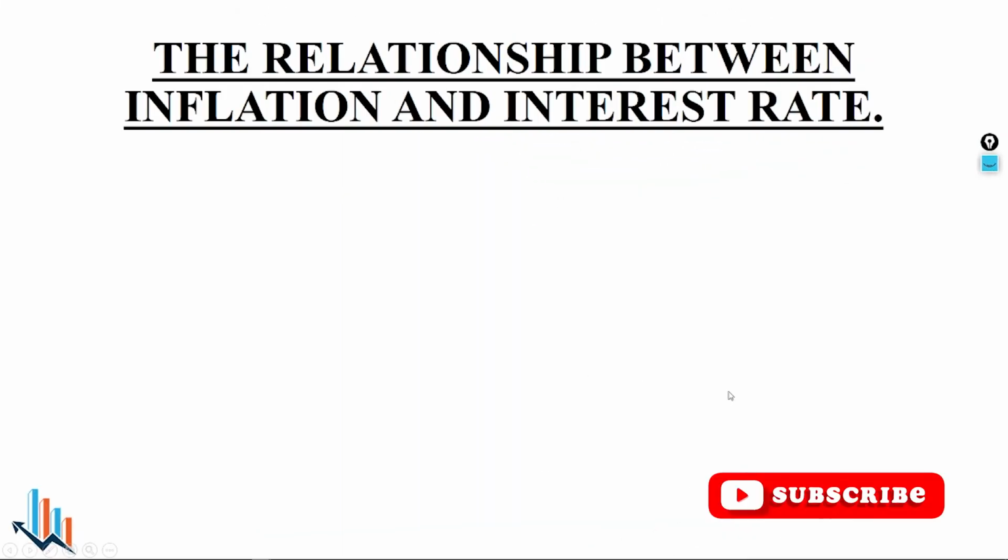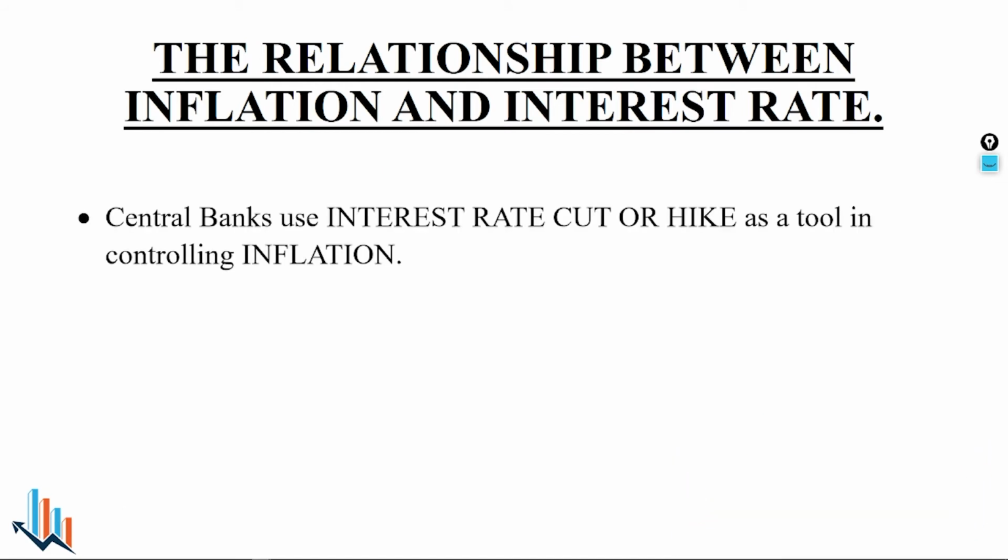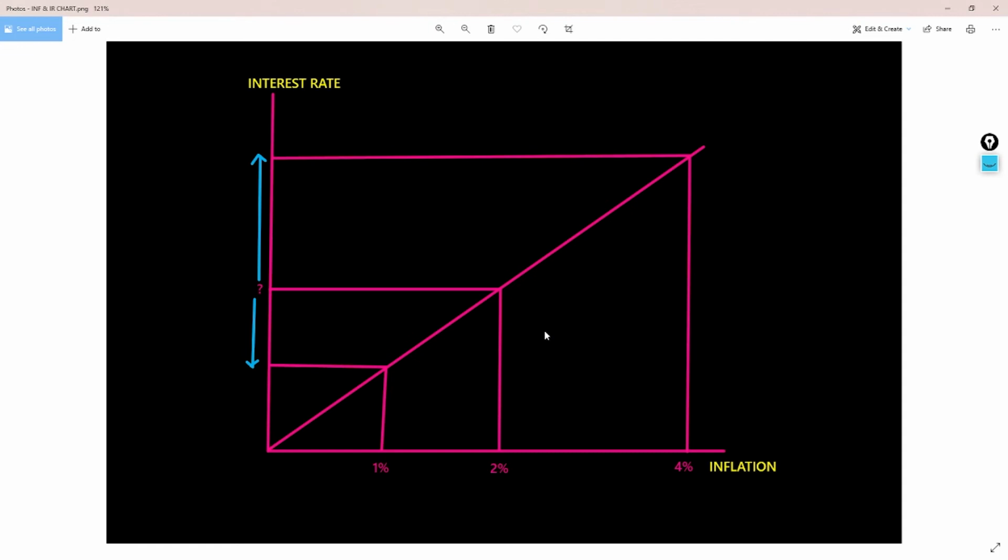Once we've gotten to know what inflation is and also what interest rate is, now we have to know the relationship between these two, inflation and interest rates. The relationship is simple. Central banks or governments use interest rate cuts or hikes as a tool in controlling inflation. Let's use the diagram you see on your screen to explain further.